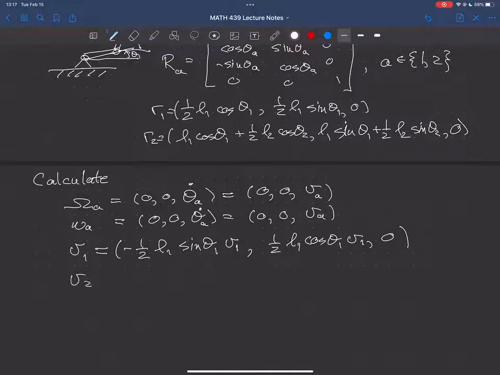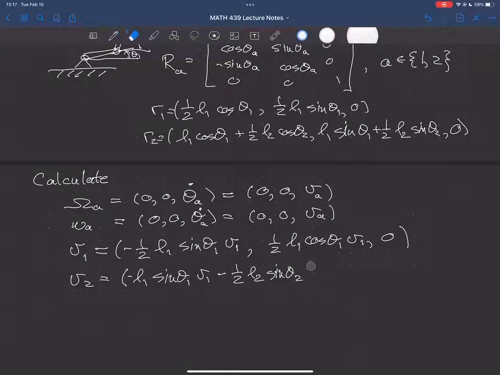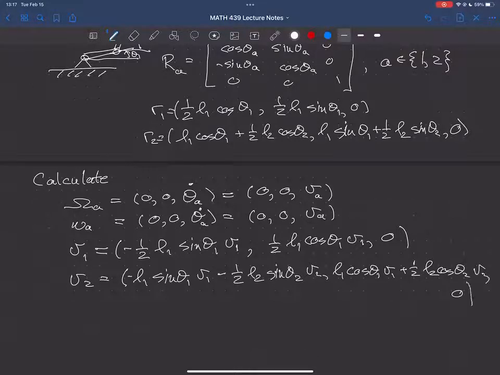Okay, and then V2 is going to be L1 sine theta 1 V1, sorry, minus, and then minus 1/2 L2 sine theta 2 V2, and L1 cos theta 1 V1 minus, sorry, plus 1/2 L2 cos theta 2 V2, 0.